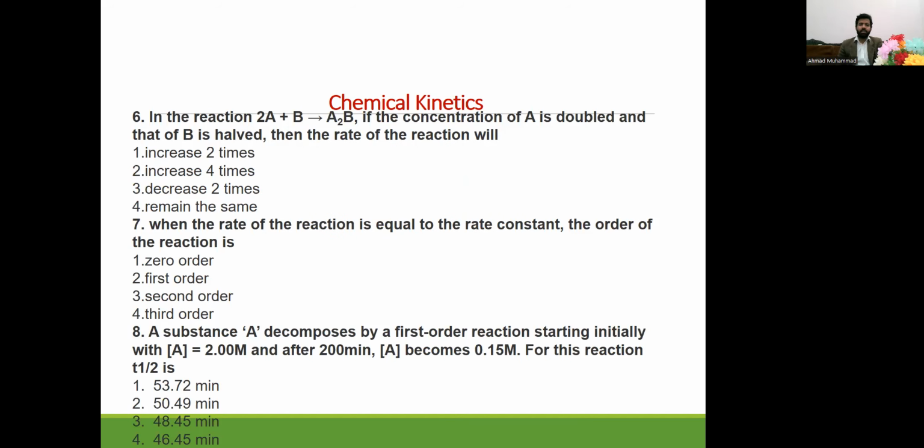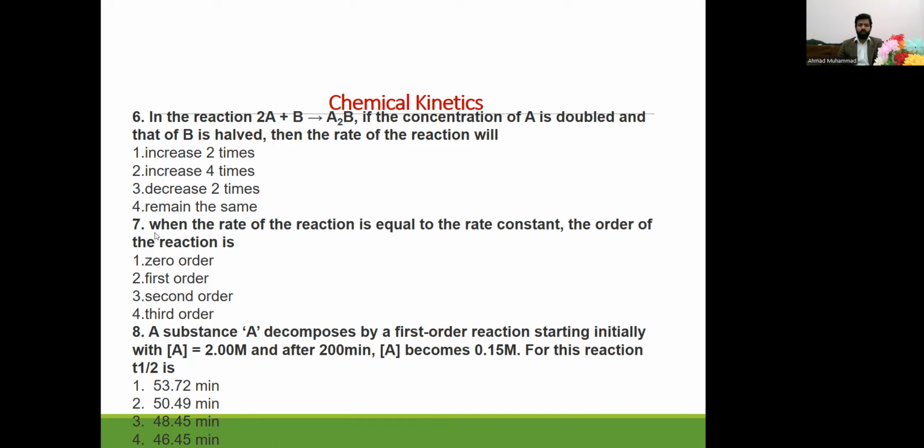Question number six. In the reaction 2A plus B going to A square B, if the concentration of A is doubled and B is halved, then the rate of reaction will: increase 2 times, increase 4 times, decrease 2 times, remain constant. So the right option is A, increase 2 times.